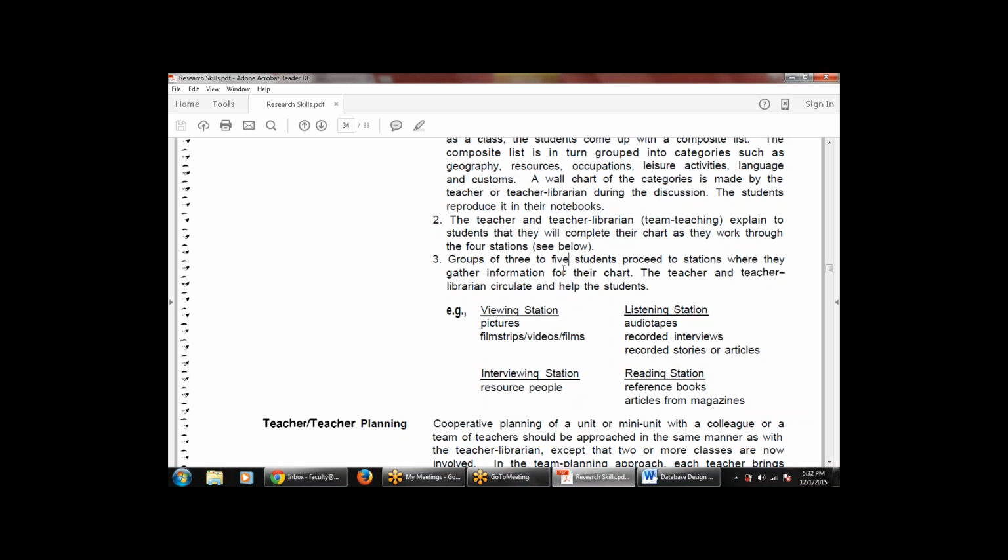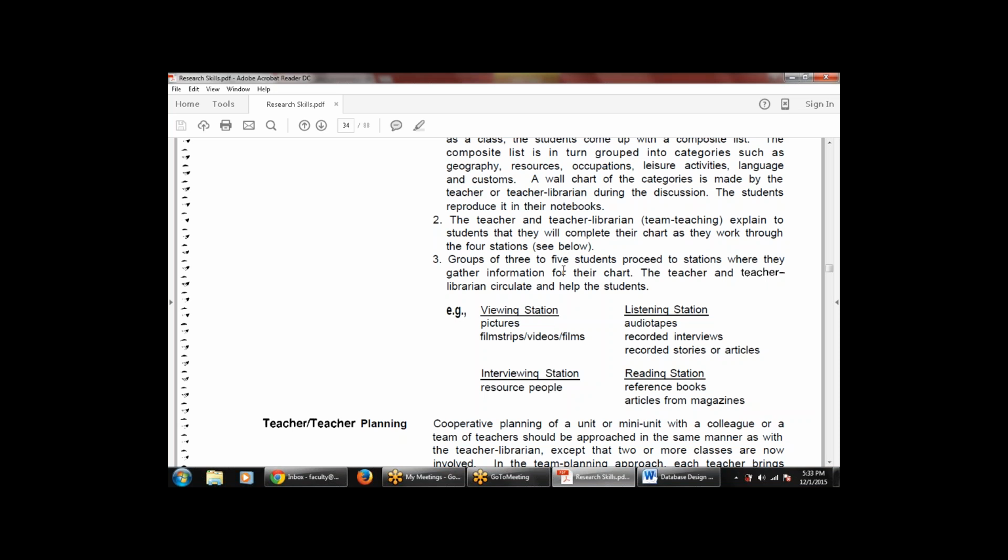There is a viewing station, a listening station, an interviewing station, and a reading station. So the main task is divided into different stations. In the viewing station, there are pictures, film strips, and video films. In the listening station, there are audio tapes, recorded interviews, and recorded stories or articles.